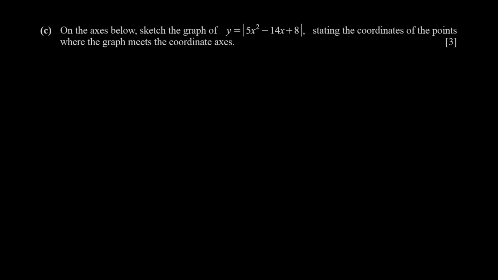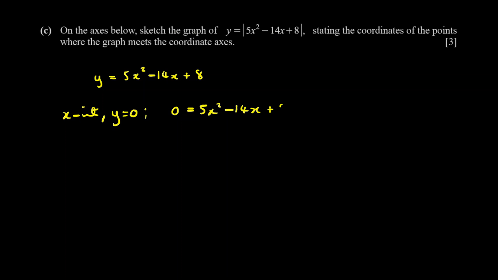Okay, then next part of question 1, we've got part C. We want to sketch the graph of the modulus of 5x squared minus 14x plus 8, and we want to state the coordinates where the graph meets the coordinate axes. Now, I think it's always best, whenever you're asked to sketch a modulus graph, to just sketch the ordinary graph first. So we're going to sketch y equals 5x squared minus 14x plus 8. And if we want to find the x-intercepts of this graph, it's the same as asking where y is equal to 0. So we're going to solve 0 equals 5x squared minus 14x plus 8.